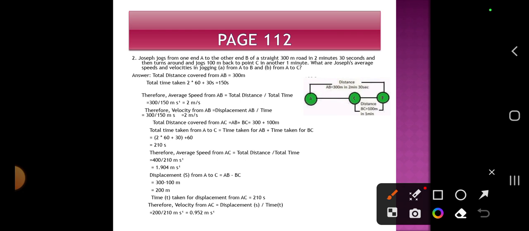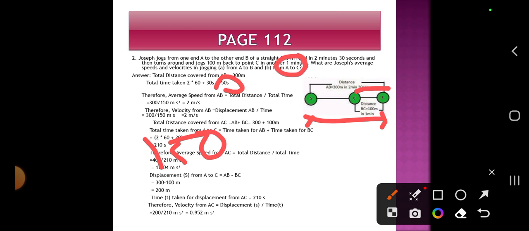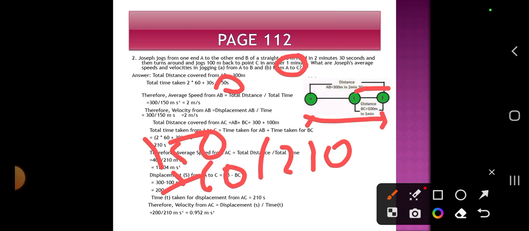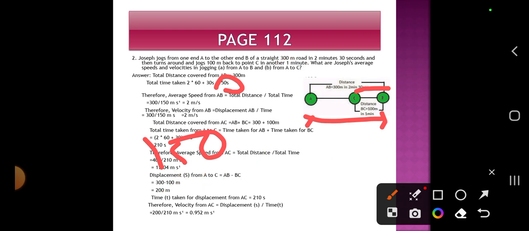How 210? Because 150 is already given for A to B, and from B to C it takes 1 minute. So plus 1 minute is equal to 60 seconds. So we will get 210 seconds. Got it? So we get the time. Now the time is there.